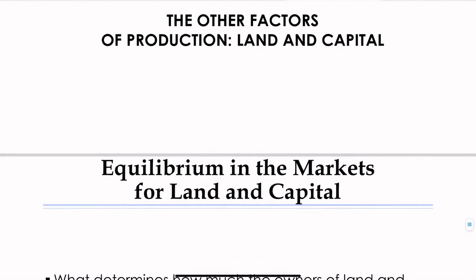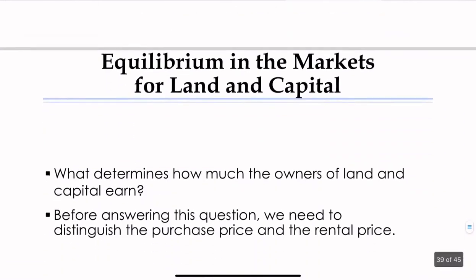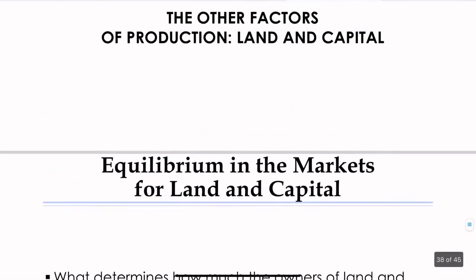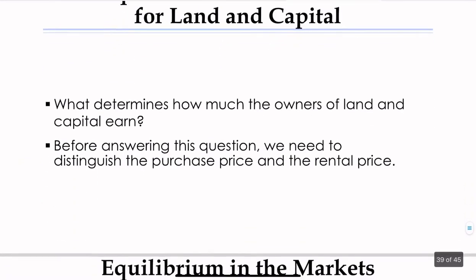Next, equilibrium in the markets for land and capital. So our focus in this class until now was the market for labor. And now we want to talk about the market for land and capital. More specifically, we want to think about the following question: how are the rental income and the dividend determined for the owners of land and capital?